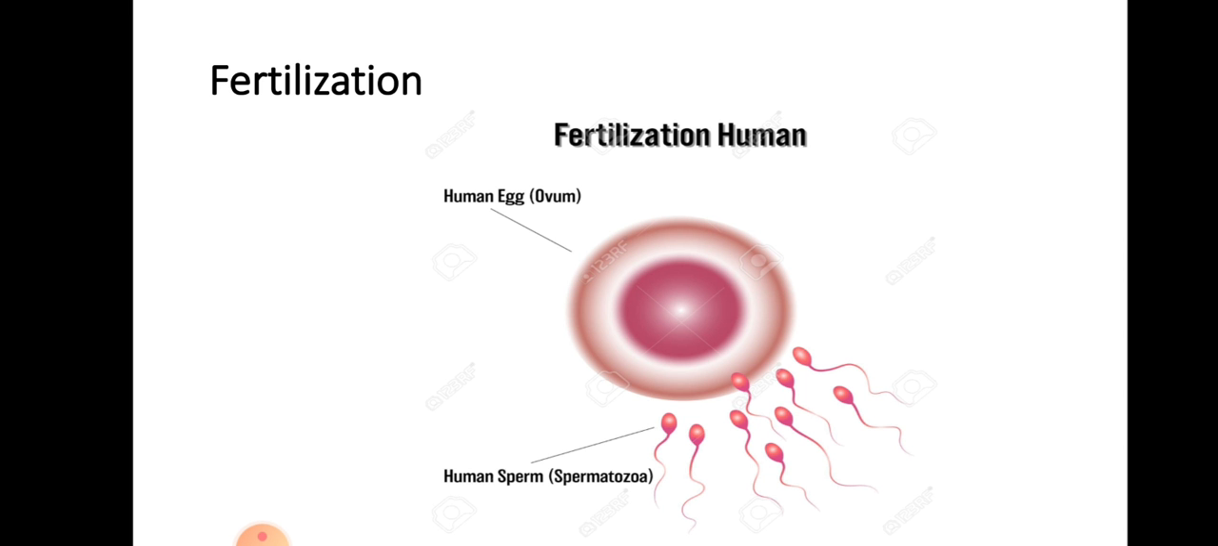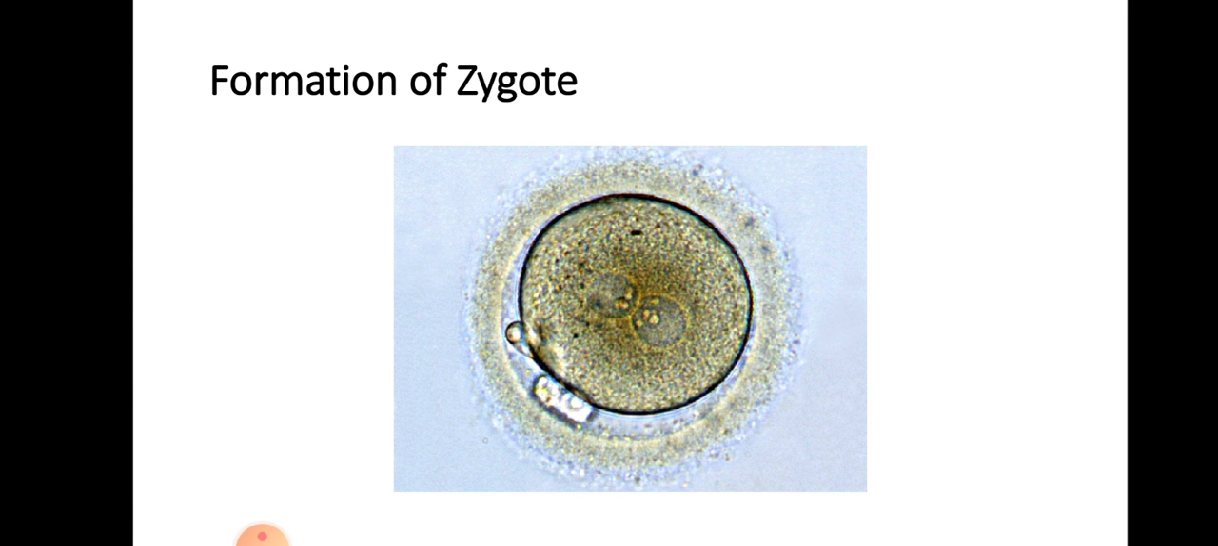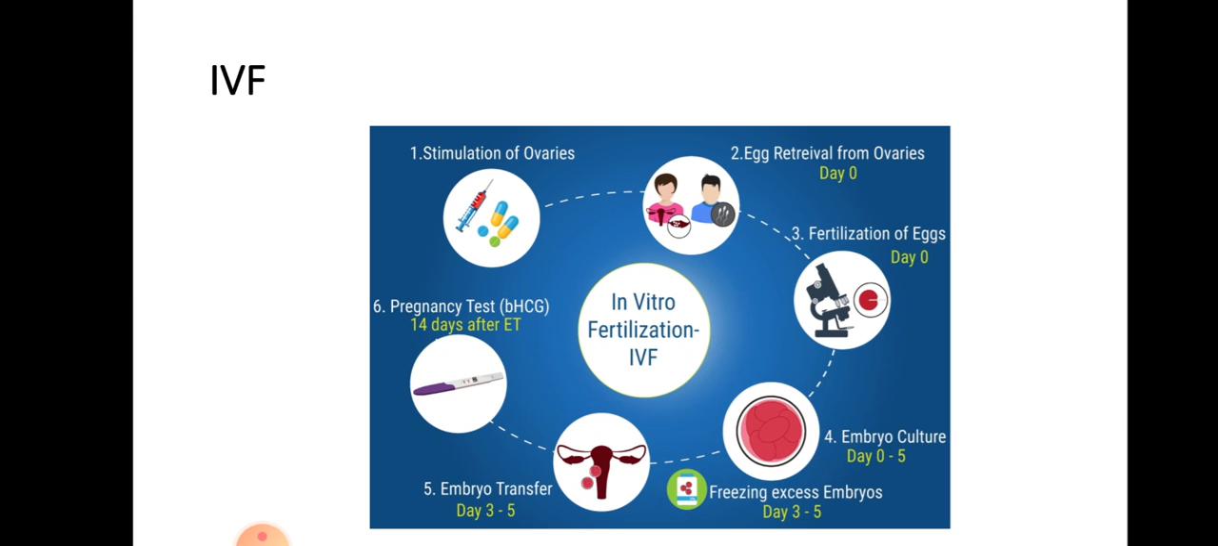The next one, they have given a message about the IVF, that is the test tube babies. I forgot one thing. This is the formation of zygote. After the fusion of sperm and the egg, the zygote will be formed. It will look like this. From the zygote only the baby will develop. The next one, they have given about the IVF. What is meant by IVF?